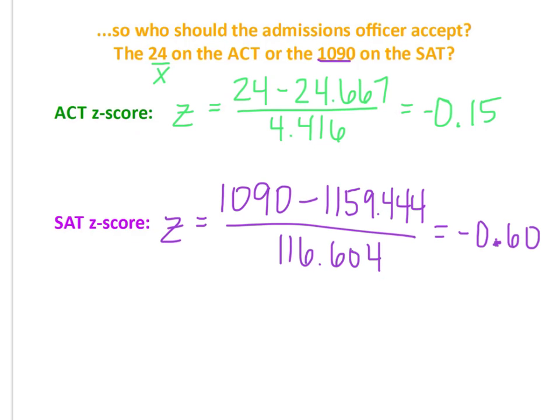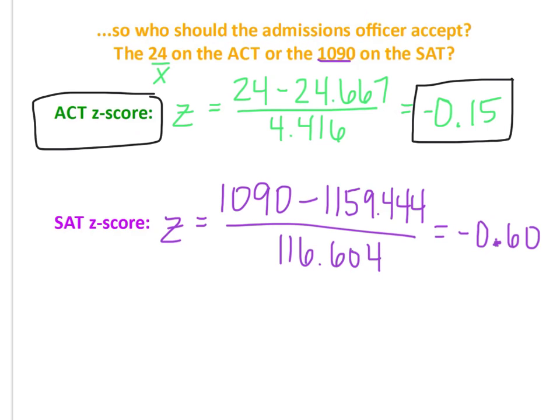So if I think about who did better, who should the admissions officer accept, if I look at these two numbers, I want the higher number. So if I compare being negative 0.15 standard deviations below the mean or negative 0.6 standard deviations below the mean, this is the higher value, so we should accept the 24 on the ACT because it's higher, relatively speaking, than the SAT score.